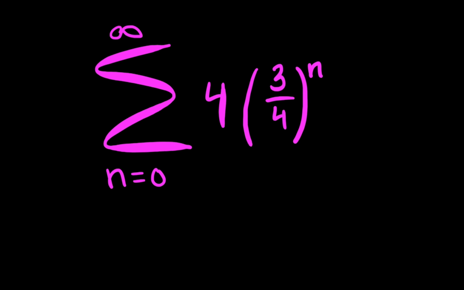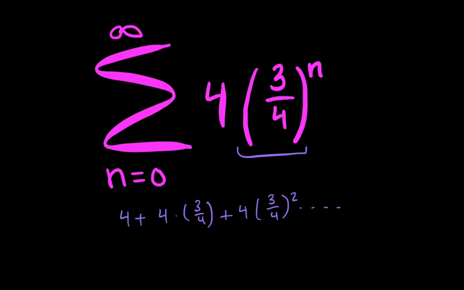So if I first plug in n is equal to 0, I know that this term will go to 1, so I'm left with 4. And then if I plug in n is equal to 1, then I have that 4 again, this time multiplied by 3/4. And then if I plug in n is equal to 2, I have again that 4 that's still there, times that 3/4, this time it's squared, and so on.